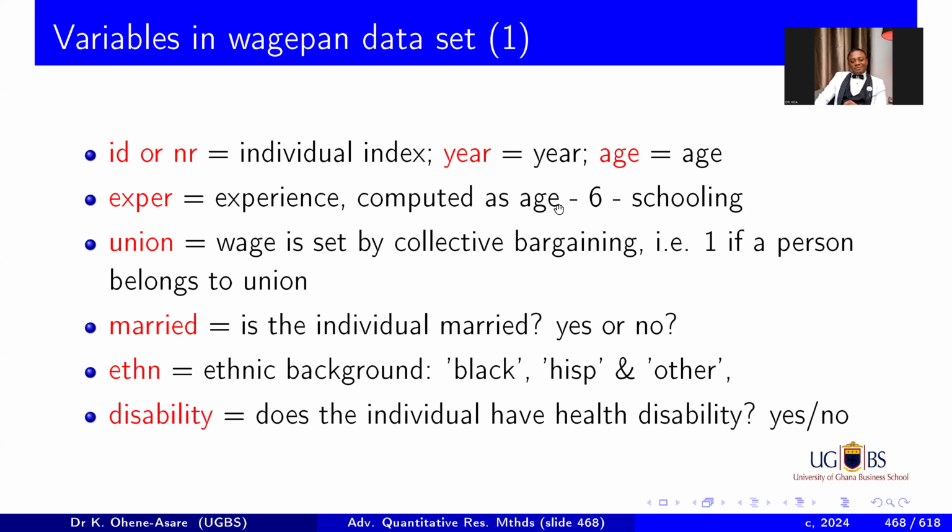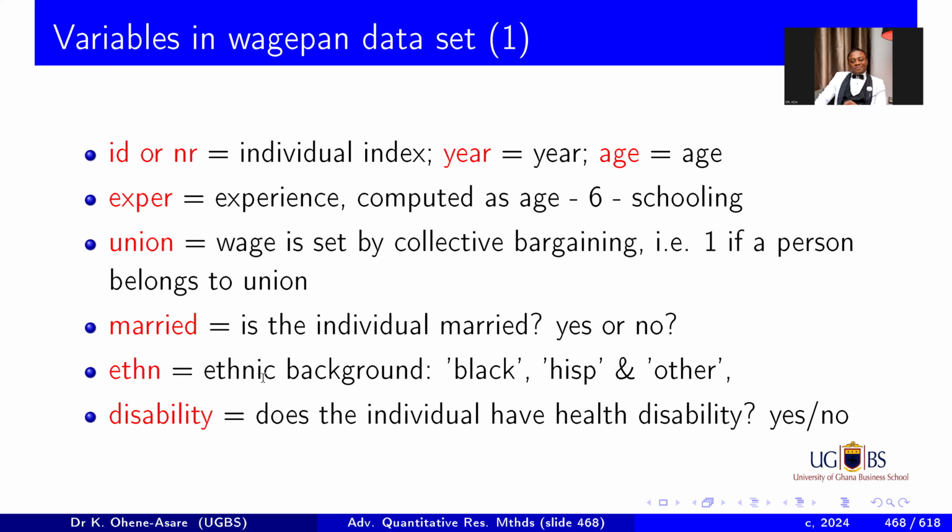Then you have the union. The wage is normally set by collective bargaining. So the union here is a dummy variable, which is 1 if the person belongs to a union, or 0 otherwise. This whole of this will be part of your data. The next one is married. By the time the person starts work in the year 1980, if the person is married, it's a dummy variable of yes. If the person is not married, it's a dummy variable of no.